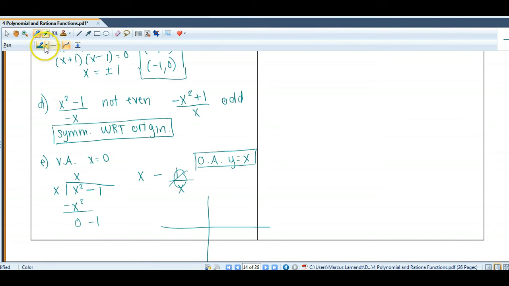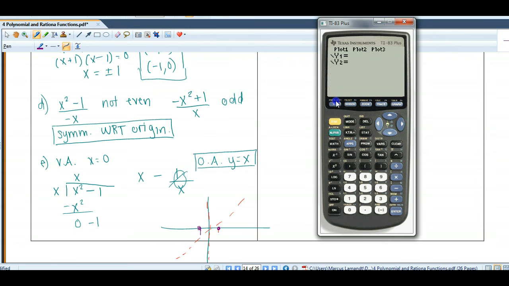Make the asymptotes a different color. Okay, we already know that there is an asymptote at x equals 0, vertical asymptote. There's an oblique asymptote at y equals x, which is a line kind of like that. Actually, let me change colors again. Let's go to purple or something. X-intercepts at 1 and negative 1. Okay? Alright, let's take out our calculators and graph this.